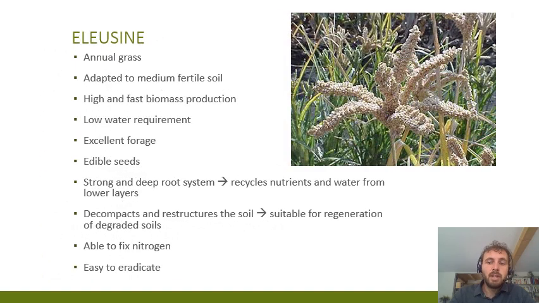Then you have eleusine as an example. I just give this example because it's a grass that fixes nitrogen, so it's quite interesting. It's also good fodder. You could eat the seeds. In some countries they do that. It has a strong and deep root system. It decompacts, like most of these fodder grasses.